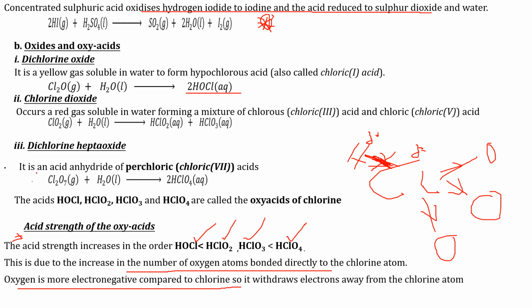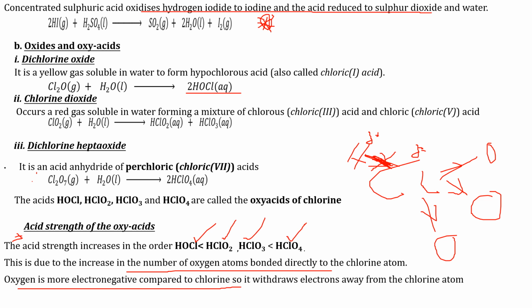And we say that acid strength depends on ease of release of protons in solution. The higher the number of protons released in solution, the greater the acid strength. And the fewer the protons released in solution, the lower the acid strength.